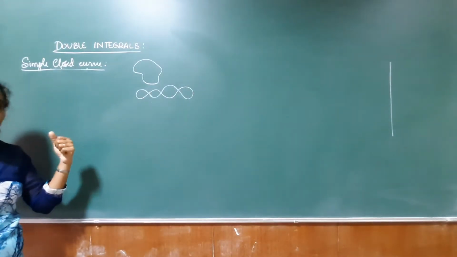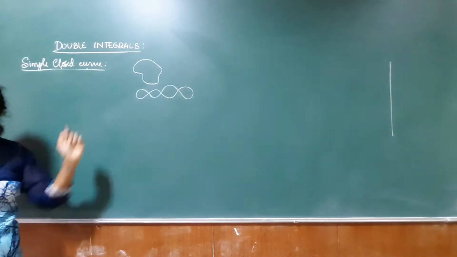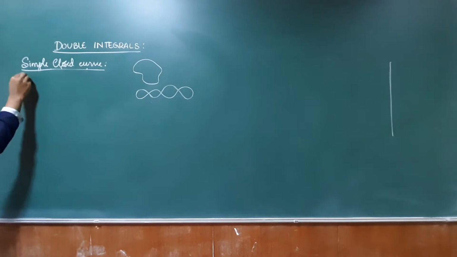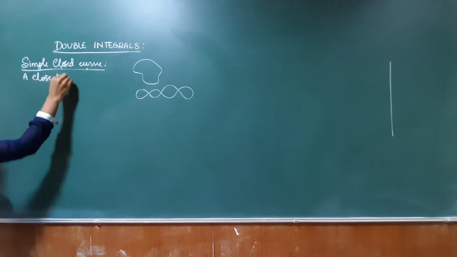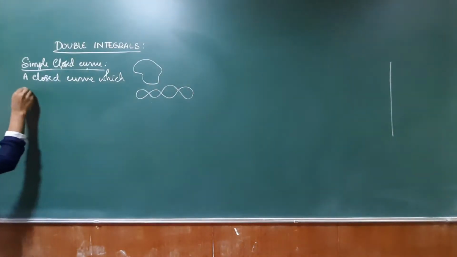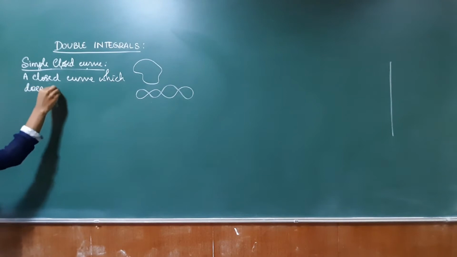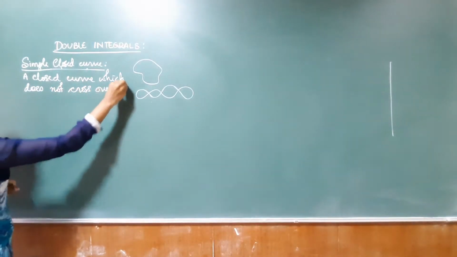So what is a simple closed curve? A closed curve which does not cross over itself. So a simple closed curve is nothing but a closed curve which does not cross over itself.